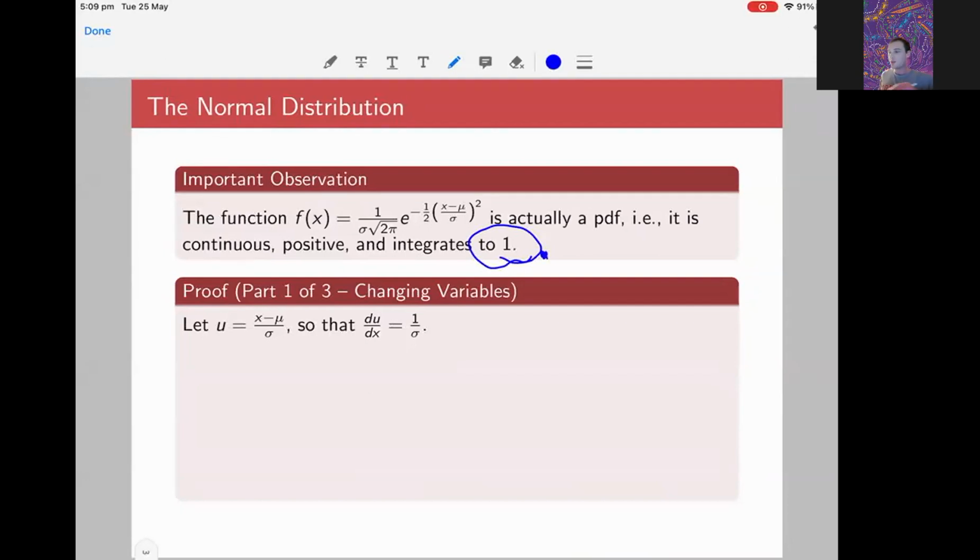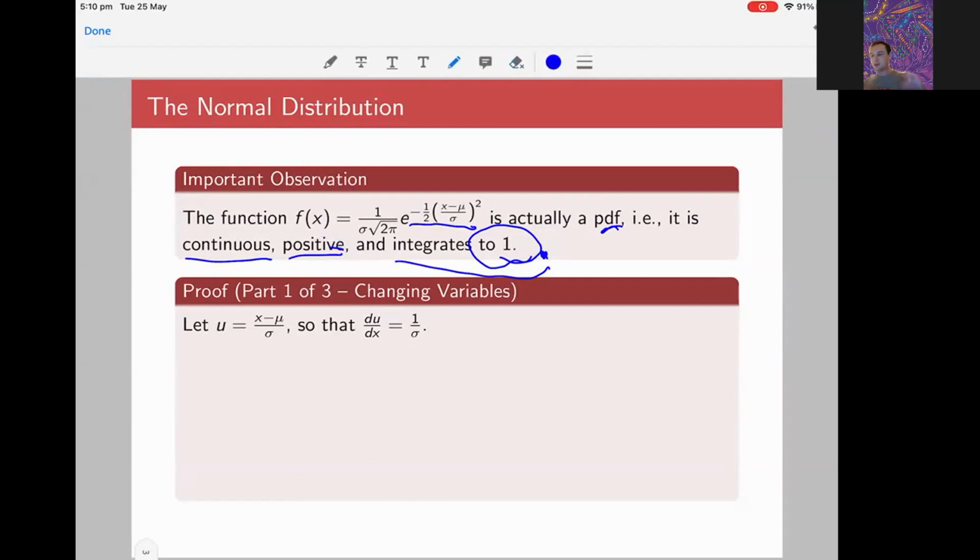In order to check that this function is a probability density function, we need to check that it's continuous and positive. Well, we're taking the exponential of a continuous function, so that's always positive and always continuous. So we don't need to worry about those two. However, what we do need to worry about is checking that this actually integrates to 1. So how do we do that? Well, just integrate this from minus infinity up to infinity and see what pops out.